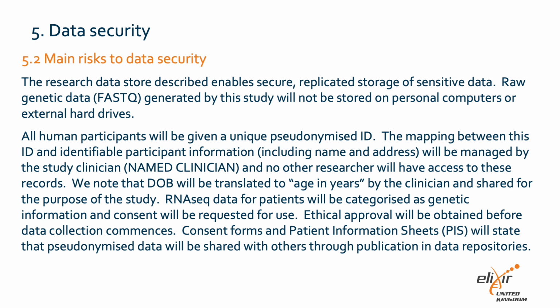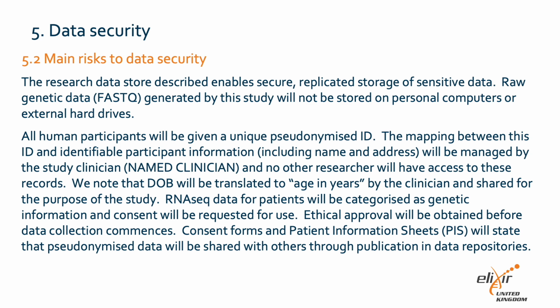We have an RDMbite on the definitions of anonymized and pseudo-anonymized, if this is something you would like to watch also. The RNA-seq data for patients will be categorized as genetic information and consent will be requested for use. Ethical approval will be obtained before data collection commences, and finally, consent forms and patient information sheets, PIS, will state that pseudo-anonymized data will be shared with others through publication in data repositories.